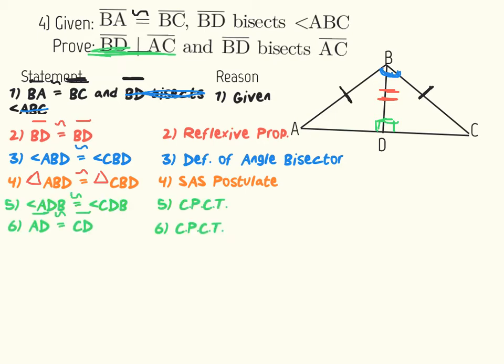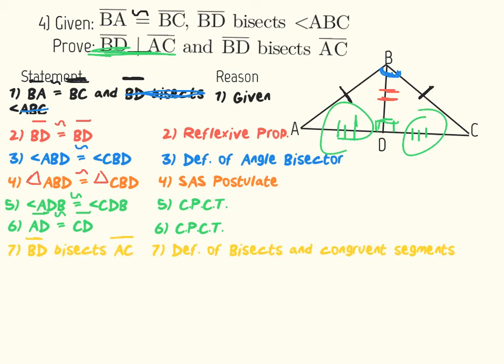We have two steps here. Angle ADB is congruent to angle CDB by corresponding parts of congruent triangles, and AD is congruent to CD by corresponding parts of congruent triangles. So from there, we can say that BD bisects AC because we know that these two are the same. So we say BD bisects AC by definition of bisect and congruent segments, putting those two definitions together.